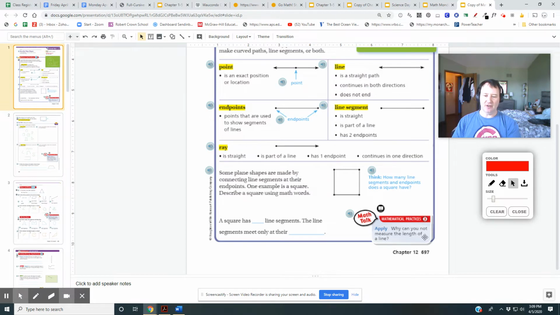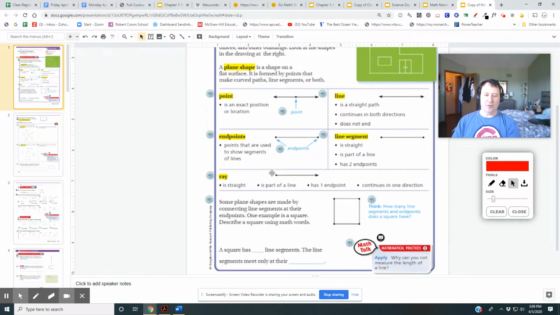I'm looking at page 697, and right at the bottom I have something to do. Some plane shapes are made by connecting line segments at their endpoints. One example is a square. Describe a square using math words. A square has 4 line segments. The line segments meet only at their endpoints. I'm not going to write the whole thing, but that's what it would look like, endpoints.